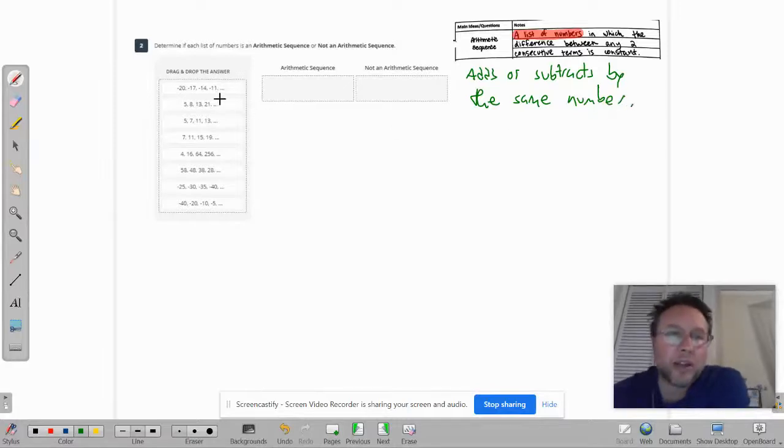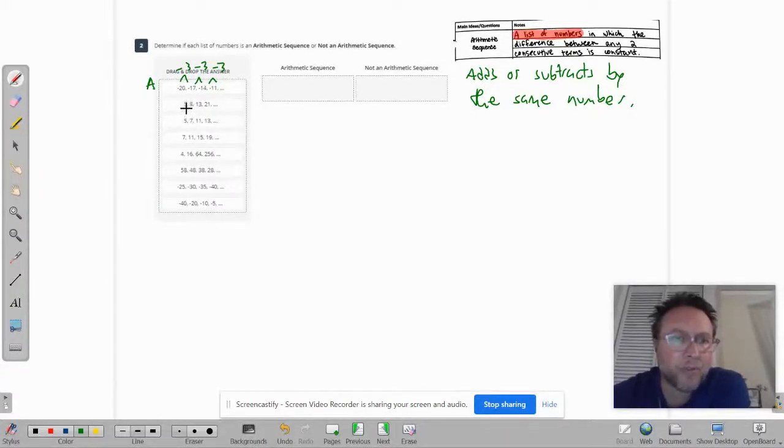Okay, so either it adds or subtracts by the same number, or it's just a total random list of numbers, or there's a third type of pattern we're going to see here, which changes because you're multiplying, which is a different type of sequence. We call that a geometric sequence. Here we're looking just at arithmetic. So let's take a look at each one of these sequences here. -20, -17, -14, -11. That's going down by 3 each time, right? So that would be -3, -3. So that would be an arithmetic sequence. So I'm just going to write A for arithmetic.